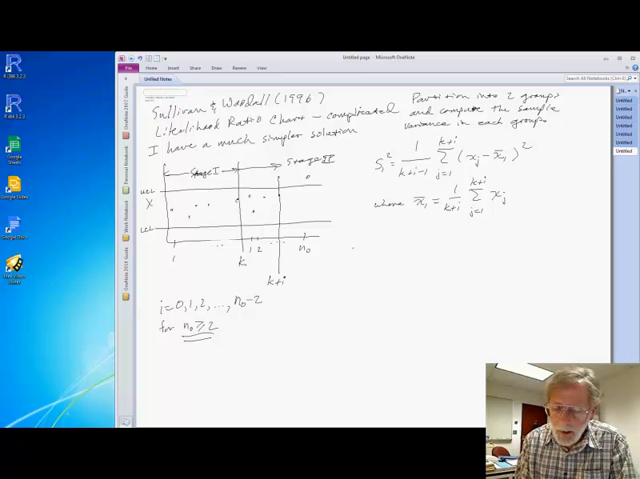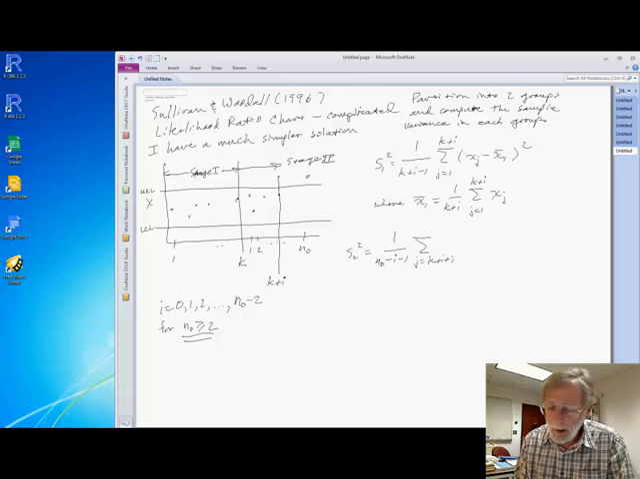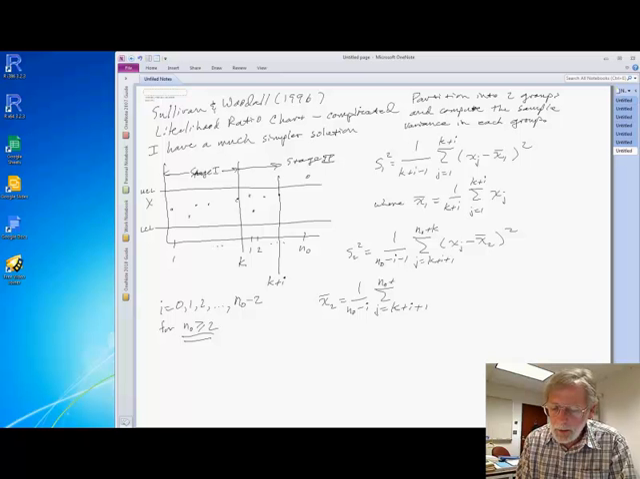What about S2? Well, S2 is 1 over n0 minus I minus 1, sum j equaling k plus I plus 1, little annoying on all the subscripts, on up to n0 plus k of the quantity xj minus x bar 2, where x bar 2 is 1 over n naught minus I times the sum j running from k plus I plus 1 on up to n naught plus k.